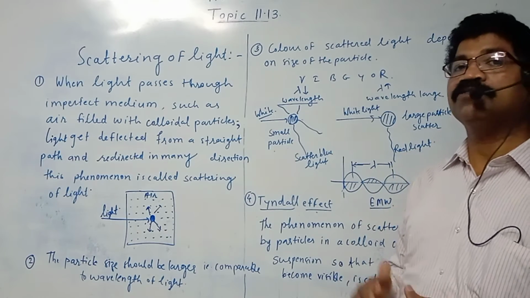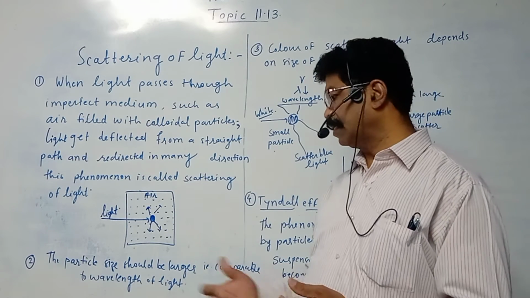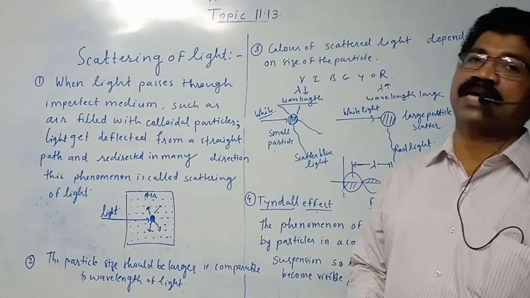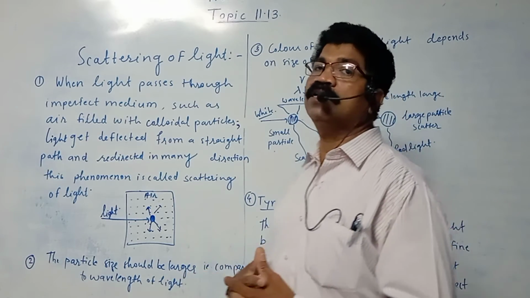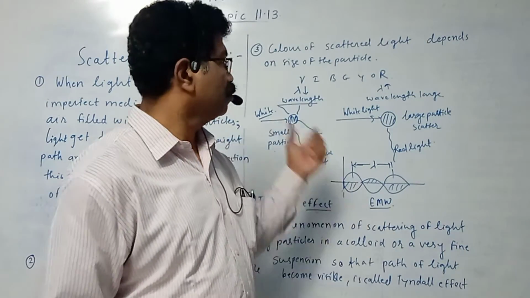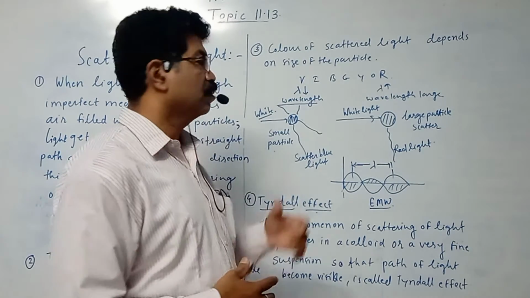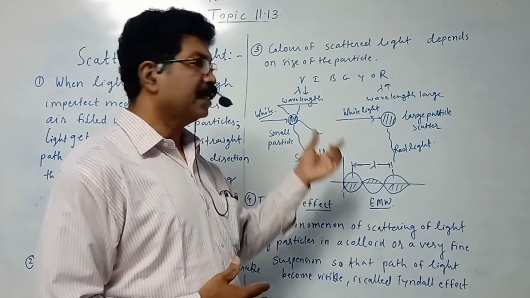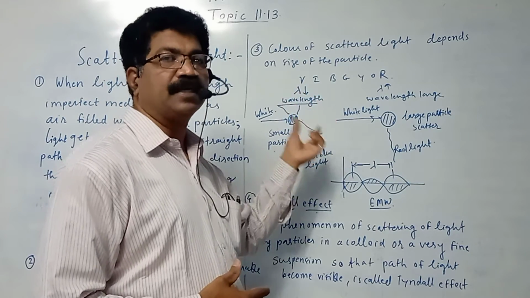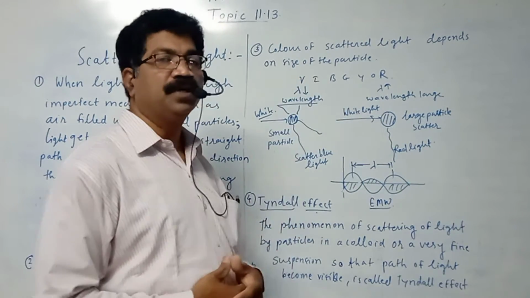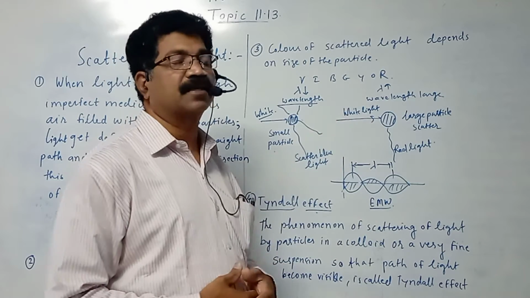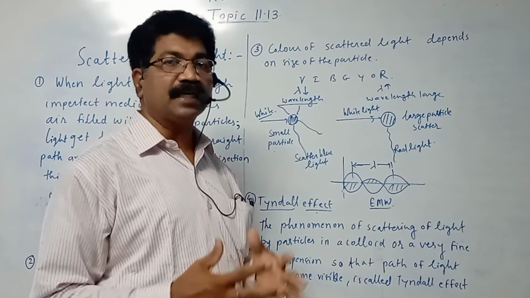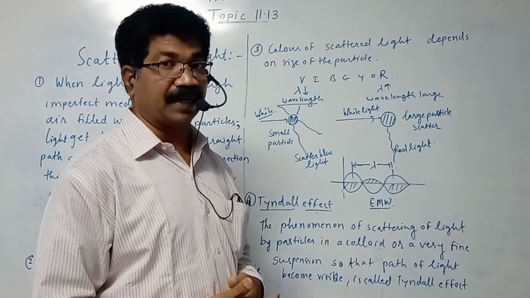Now scattering of light will be there when the particles are of larger size, that is comparable to the wavelength. If the particle is of smaller size, it will scatter violet. If it is a little bit larger than that, it will scatter indigo. If it is a little bit larger than that, it will scatter the blue. If it is largest, then it will scatter the red light. So the size of the particle decides which color will be scattered from white light.